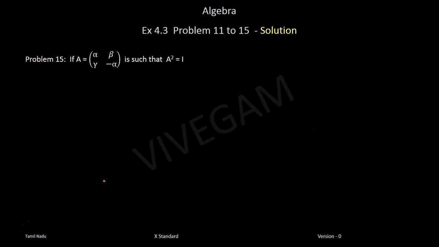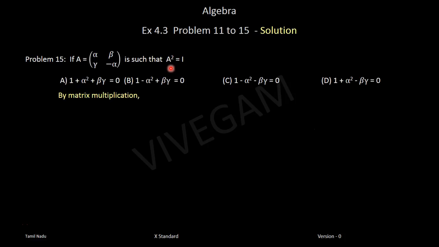If matrix A is such that A square is equal to the identity matrix, we have to prove this equation, which one is true, right? So basically let's do the matrix multiplication. Alpha beta, gamma minus alpha, into alpha beta, gamma minus alpha, equal to the identity matrix. Identity matrix is 1 0 0 1. Only the diagonals will have non-zero elements, that is, it will have 1, and all other elements will be 0.